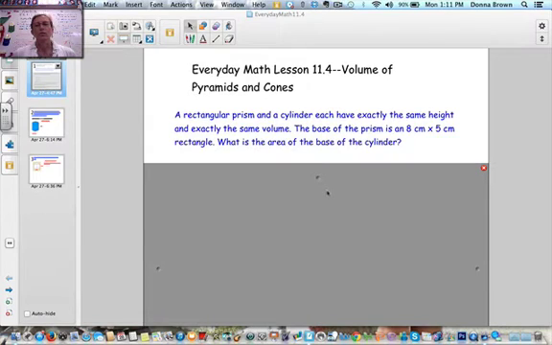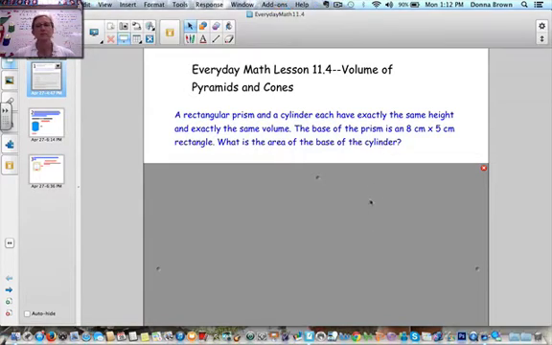All right, so one of the things we just have to think about is what is the formula for finding the volume of a prism, and what is the formula for finding the volume of a cylinder? And in both cases, it's the exact same formula. So it is the area of the base times the height. So if we know that the base of the prism is an 8 centimeter by 5 centimeter rectangle, then we know that the area of the cylinder base is going to have to also equal 40 square centimeters.